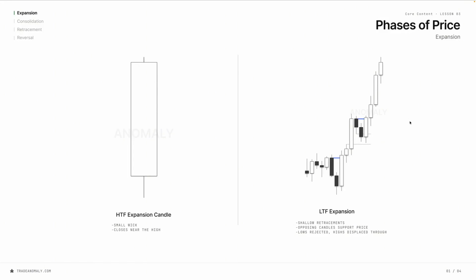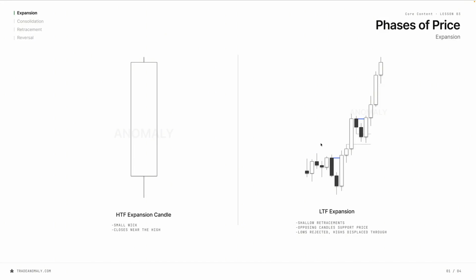Now, looking at the lower time frame characteristics of an expansion phase of price, what will they all have in common? They'll have shallow retracements, opposing candles supporting price. In a bullish market, you have down close candles supporting price. In a bearish market, you have up close candles supporting price. And in a bullish market, you have lows being rejected and highs being displaced through. In a bearish market, you have highs being rejected and lows being displaced through.